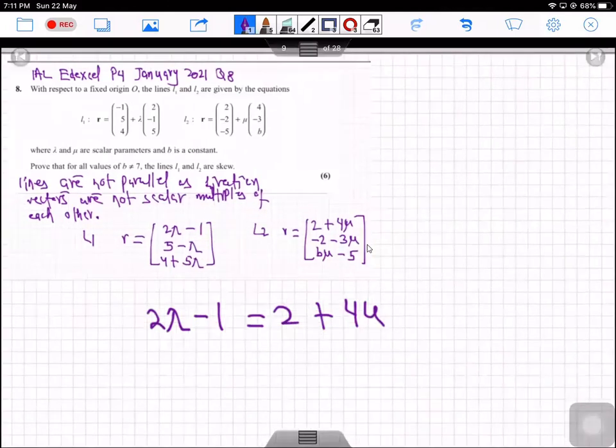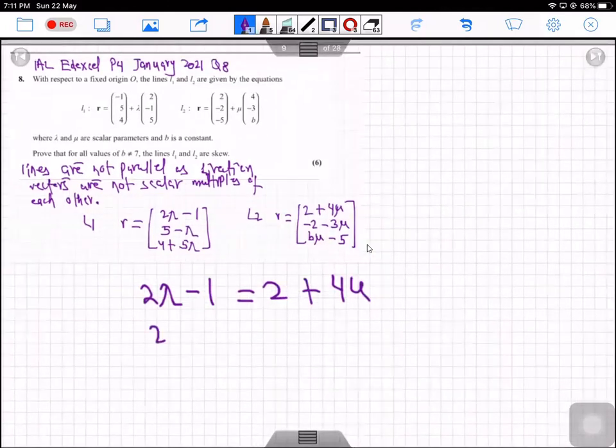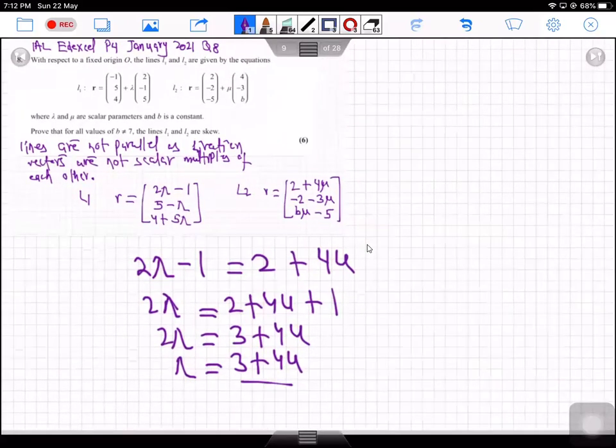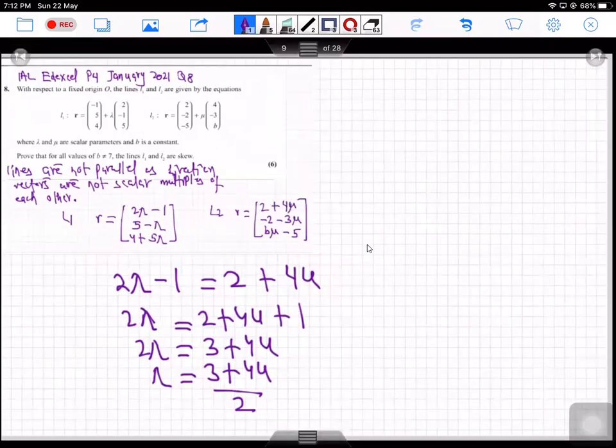Okay, so 2 lambda is equal to 2 plus 4 mu plus 1. So 2 lambda is equal to 3 plus 4 mu. And if you make lambda the subject, so lambda is 3 plus 4 mu divided by 2. Here, what I've done is just equated the x components with each other.